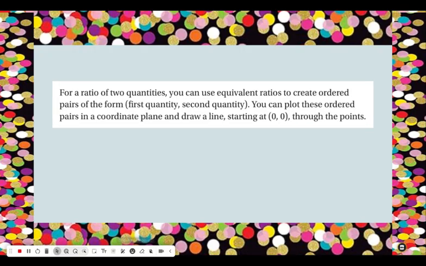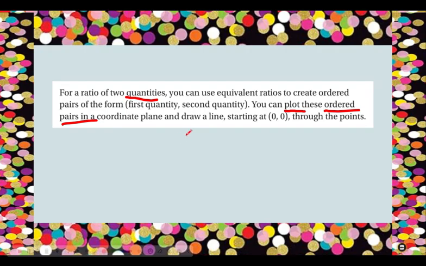So first we have to form two quantities. We have to have two quantities and we're going to plot these using ordered pairs. So remember, going back to the coordinate plane, we know that these are going to be proportional, so it's going to go through the point 0, 0.